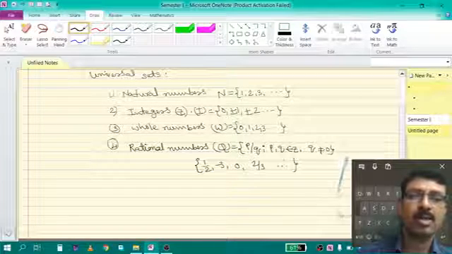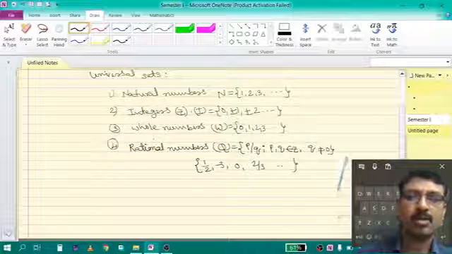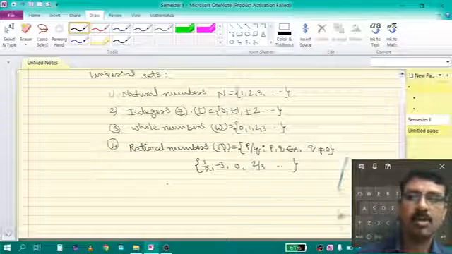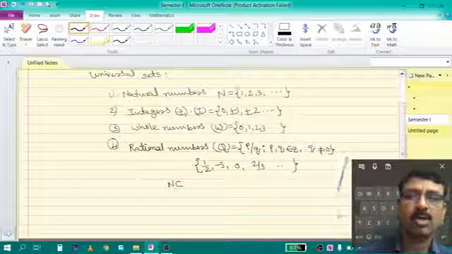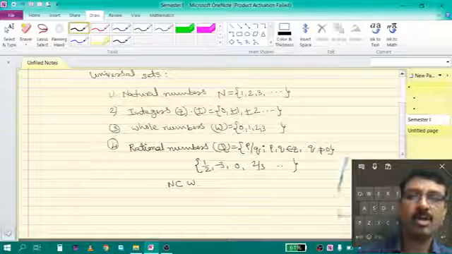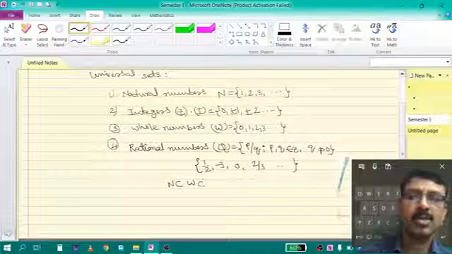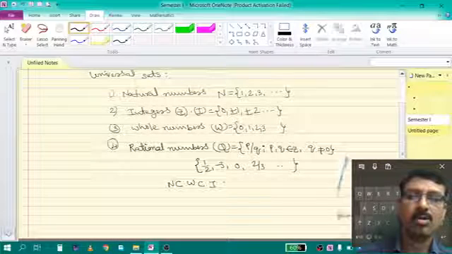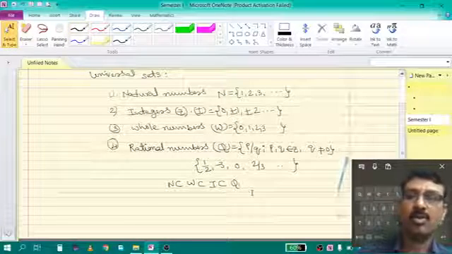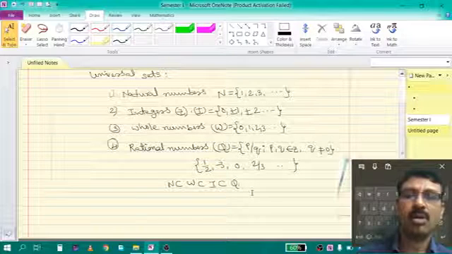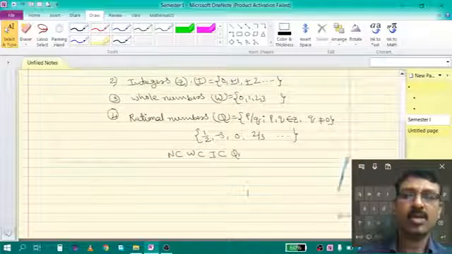So these are the rational numbers, and notice that the natural numbers are also rational numbers. Similarly, whole numbers and integers, all these are rational numbers. All these belong to Q. So the serial numbers 1, 2, 3 are all rational numbers also.